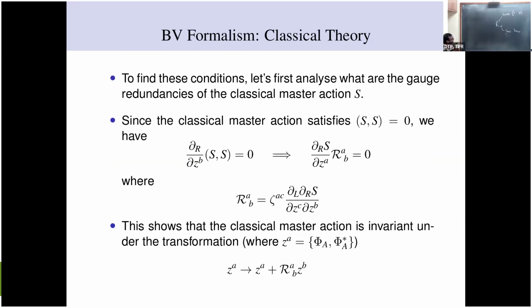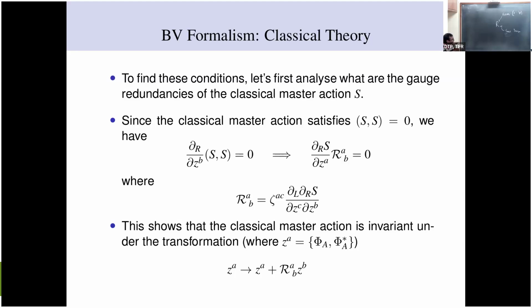Since this classical master action satisfies the classical master equation, (S, S) equal to 0, let's take the derivative of this condition, del_R by del Z^B of (S, S) equal to 0. If you work it out, you can show that it takes this form: del_R S by del Z^A times R^A_B equal to 0. Here del_R S by del Z^A is the analog of S_0,i, the equation of motion, and R^A_B is given by this quantity.